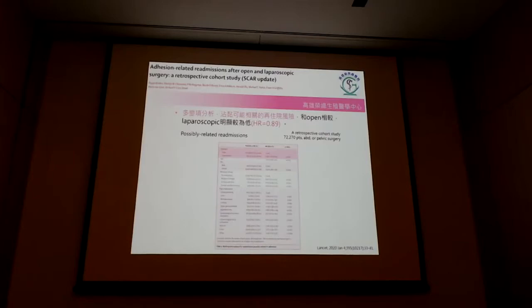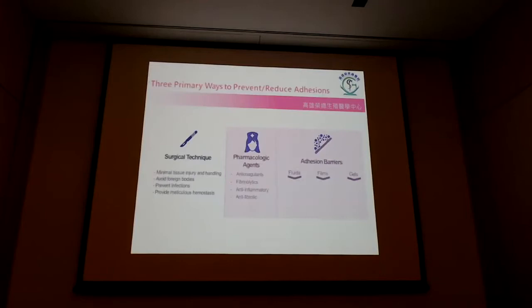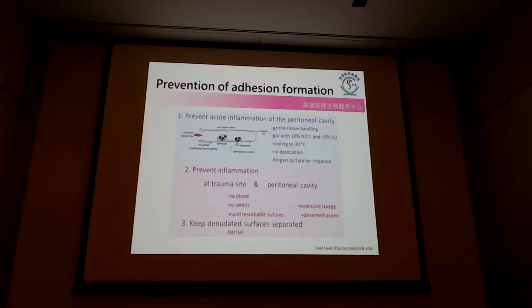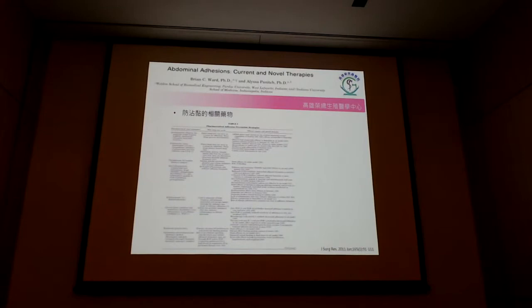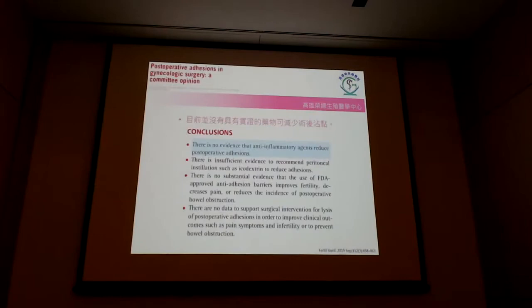Next, let's talk about pharmacological agents and adhesion barriers. Given the different mechanisms involved, adhesion prevention should address all the factors involved. Steps 1 and 2 result in 80% adhesion prevention. Together with step 3, application of a barrier, adhesion prevention becomes close to 90%. There are many pharmaceutical adhesion prevention strategies, such as anticoagulant and anti-inflammatory agents. However, a committee opinion from ASRM concluded that there is no evidence that anti-inflammatory agents reduce postoperative adhesions.